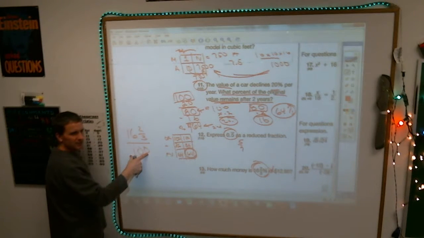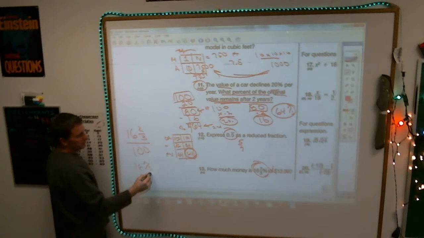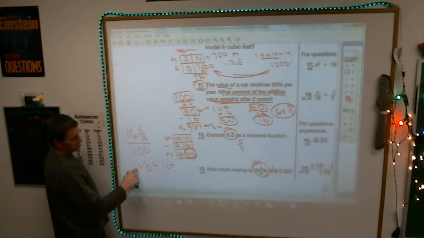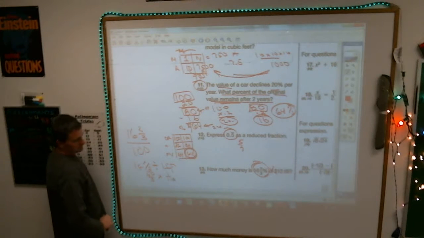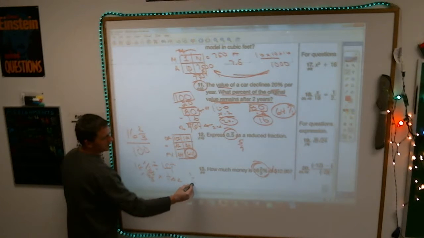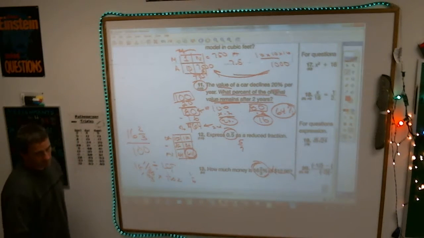Now you might say, how do I do something like that? It's not very hard. It's 16 2/3 divided by 100. Make this improper, which is 50/3. This is 100 over 1 times 1 over 100. 50 crosses off with 100 to give you 2, and you end up with 1/6. You are going to divide this by 6 to get your answer.